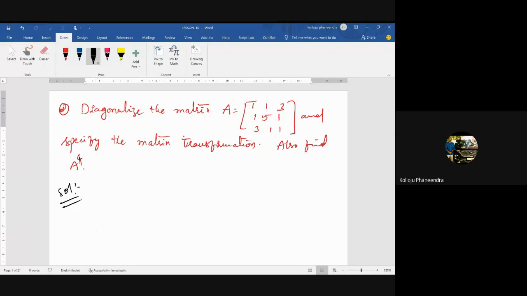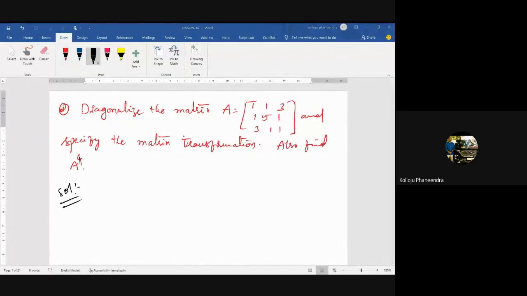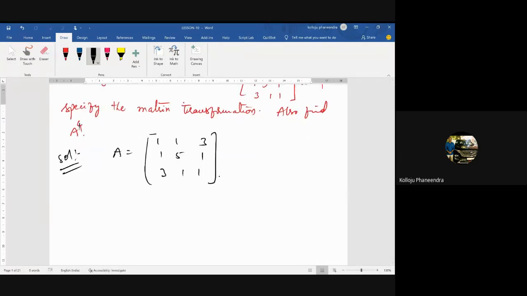Solution. Now in this matrix, diagonalization is possible by using what method? Similarity transformation. So first let us find the eigenvalues of the matrix. Matrix A is [1, 1, 3; 1, 5, 1; 3, 1, 1].